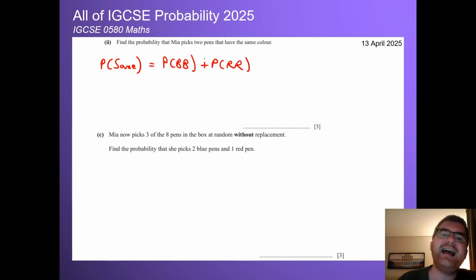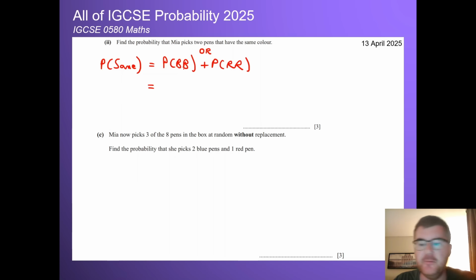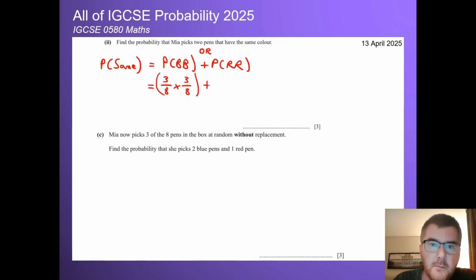If you're wondering why we add here, this is always a question I get from students, it is the probability of blue, blue, or the probability of red, red. As soon as you start using this word or in probability, we're going to be doing some addition. So probability of blue, blue. So that's going to be 3 out of 8 times 3 out of 8 plus the probability of red, red. So that's 5 out of 8 times 5 out of 8.